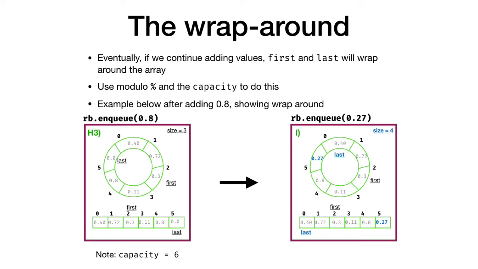So here we enqueue a last value 0.8. So last goes to the very last spot, which is 5. And so it means that the next step, when we're enqueuing 0.27, last has to wrap around. And notice that the only thing that makes this legitimate is that last is still before first in the order of the ring buffer. What would be bad is if first and last were to meet at some point. That would indicate that your ring buffer is full.